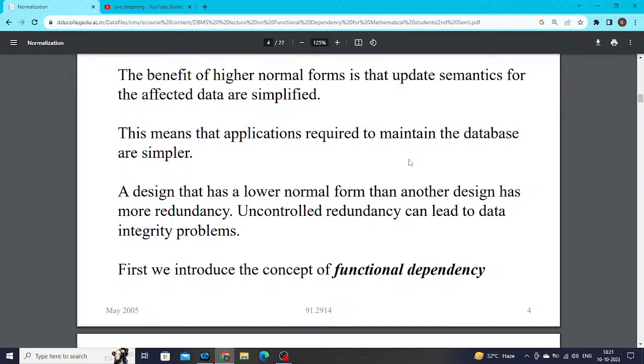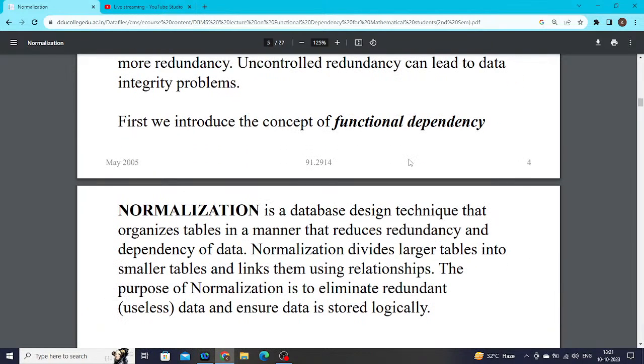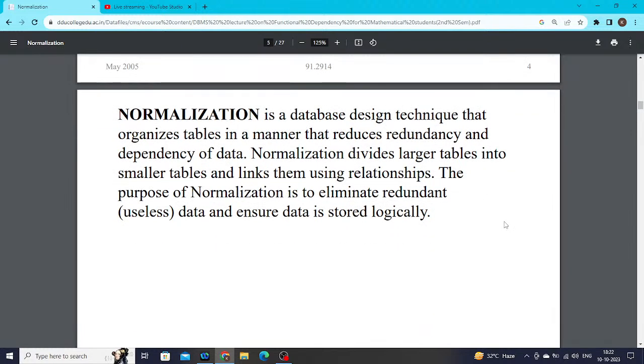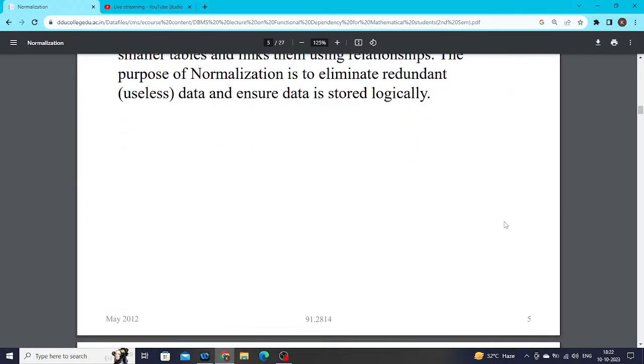First, we introduce the concept of functional dependency. Normalization is a database design technique that organizes tables in a manner that reduces redundancy and dependency of data. Normalization divides larger tables into smaller tables and links them using relationships. The purpose of normalization is to eliminate redundant data and ensure data is stored logically.